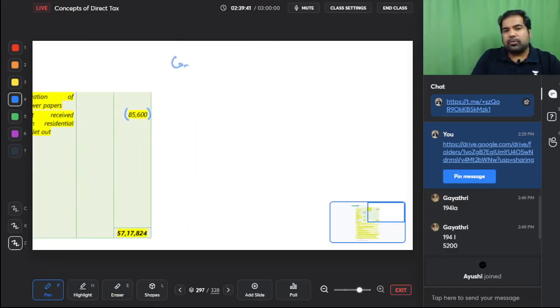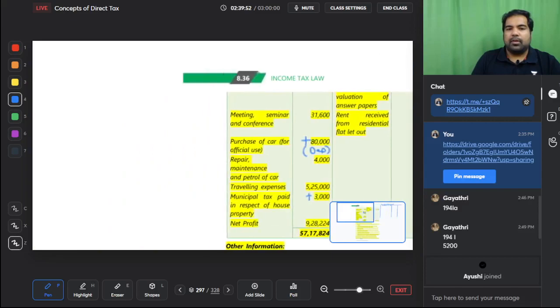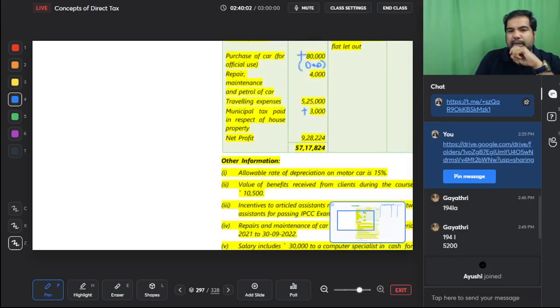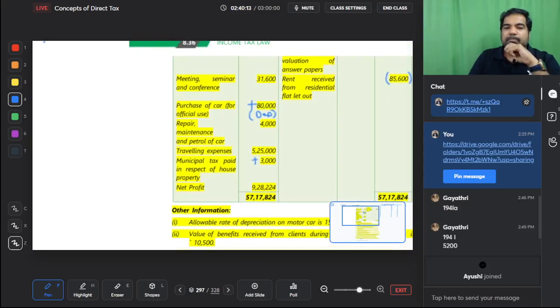So we'll have to write computation of total income and tax payable of Miss Purvi for the year, etc. We'll have to make amount and particulars column, and here let's start writing. The first working note will always be of PGBP, and we will start with the net profit, that is 9,28,224. Guys, these are as good as doing examination questions because very interesting.